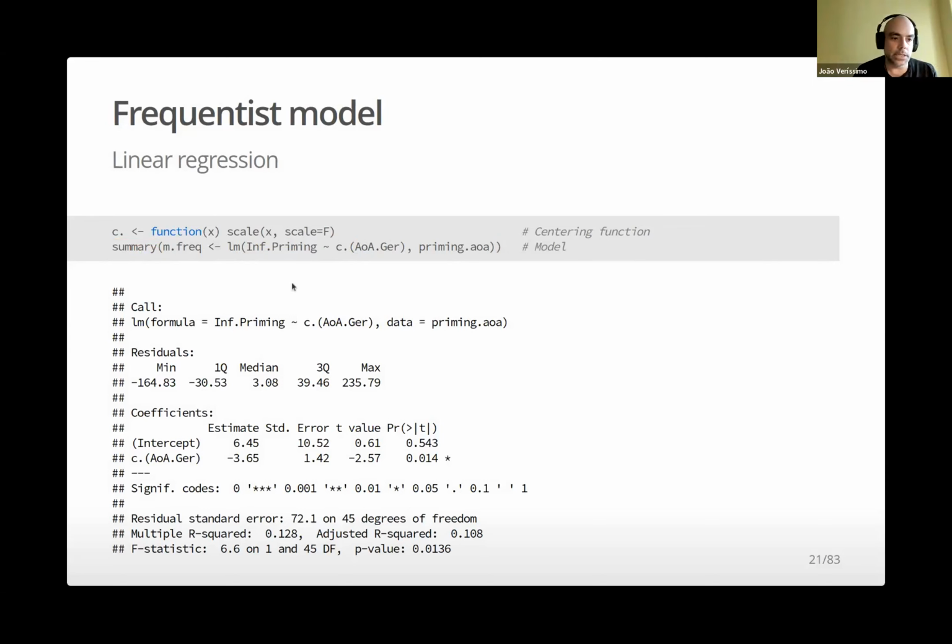And so this is the classic regression output in which you get your estimate, your standard error, your t value, and your p value. And we can see here that we had a significant effect of age of acquisition on inflectional priming. This effect is negative, and so the higher the age of acquisition, so the later these participants have started acquiring German, the lower the magnitude of their inflectional priming in this task, which we interpret as some sort of efficiency in decomposing inflected forms.